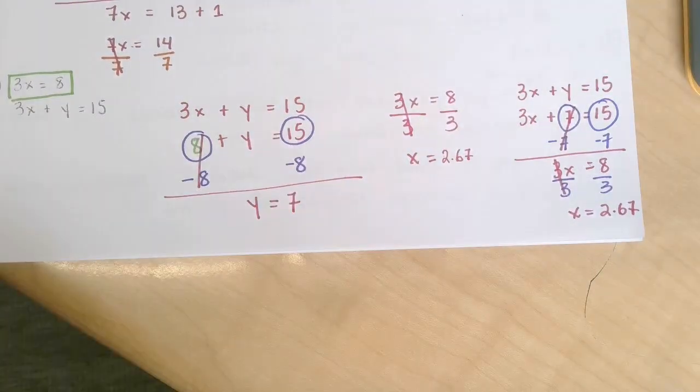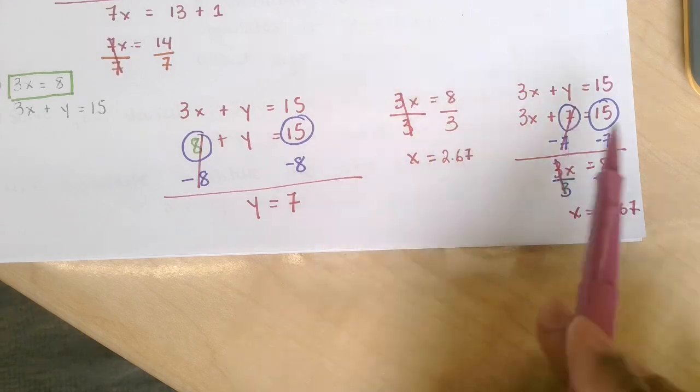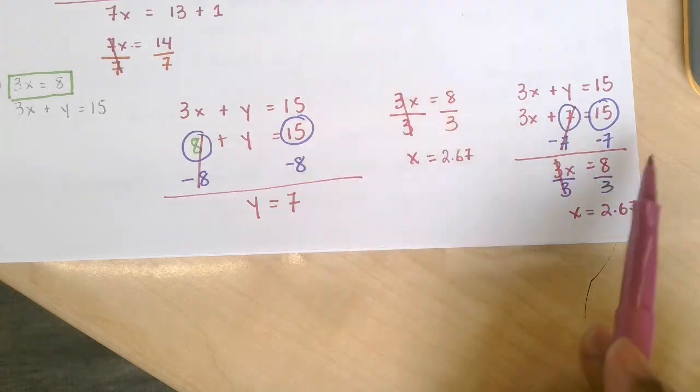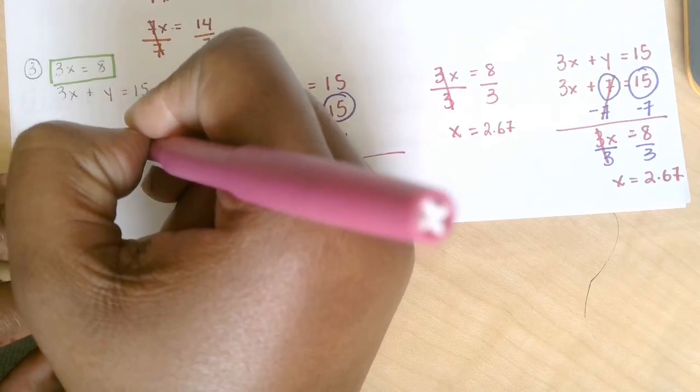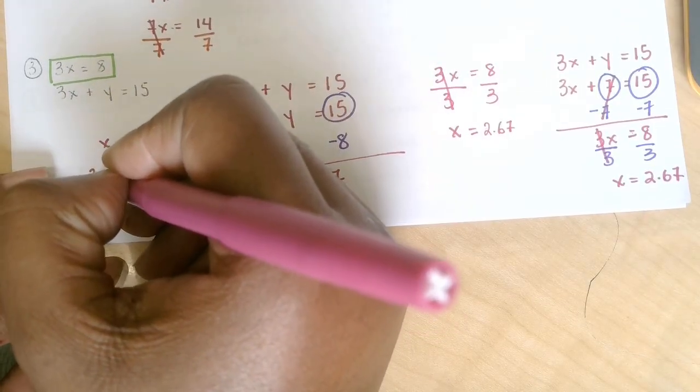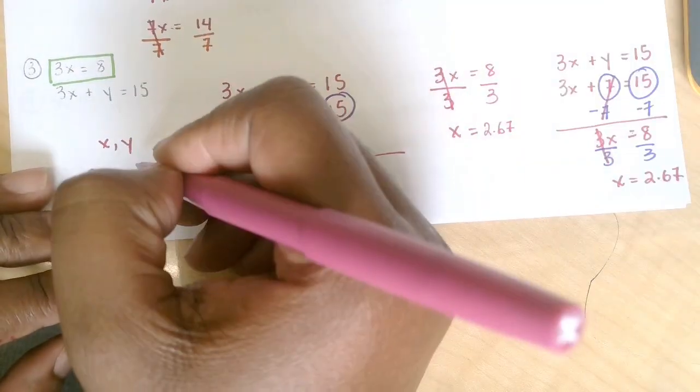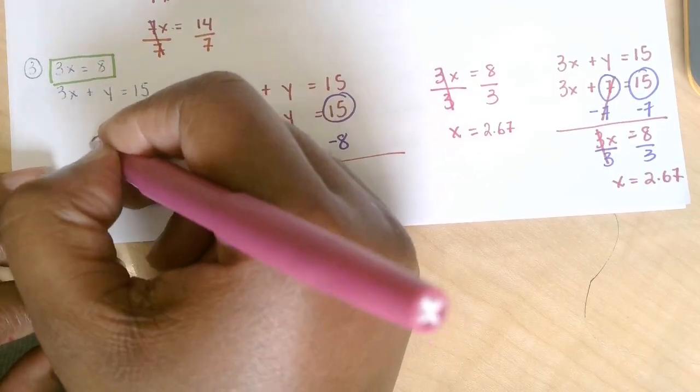So the easiest way we could have done it would be this way, but I wanted to show both ways of how you could solve for x. And again, you would write your answer as x comma y. X is 2.67 comma 7.